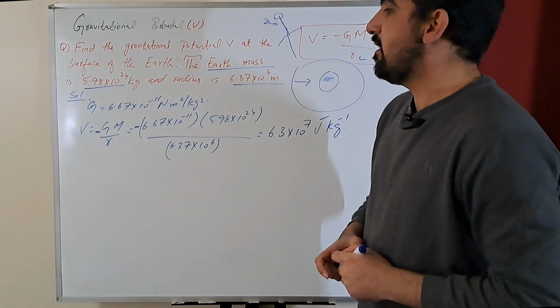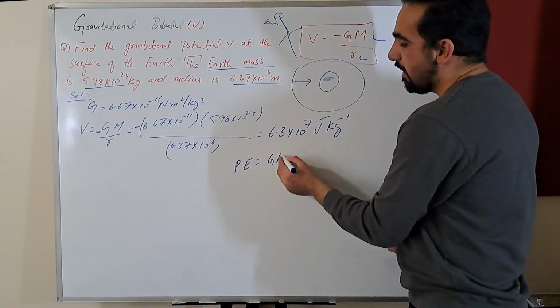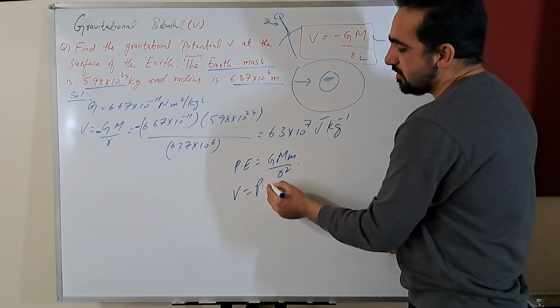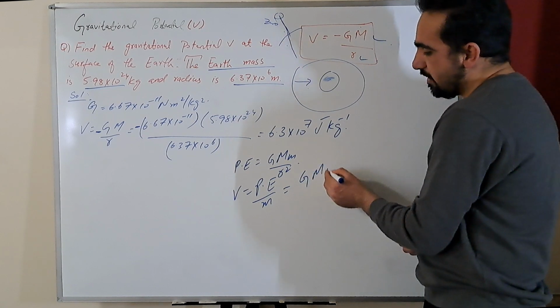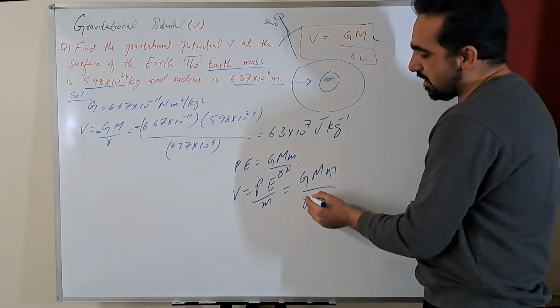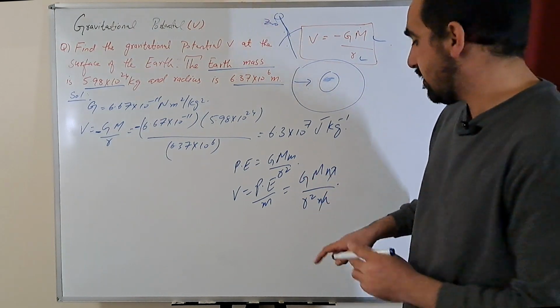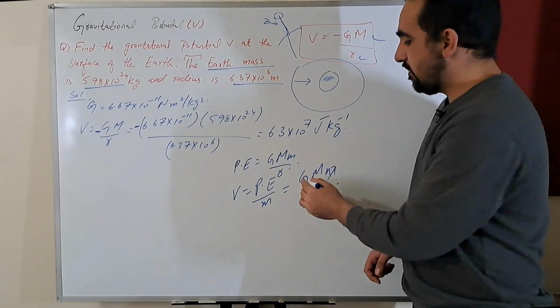Okay. If you want to find this, potential energy is equal to GM divided by r square. V is potential energy per unit mass, so it becomes GM divided by r square m. M will cancel out, and we get, not r square, GM divided by r. So we get this.